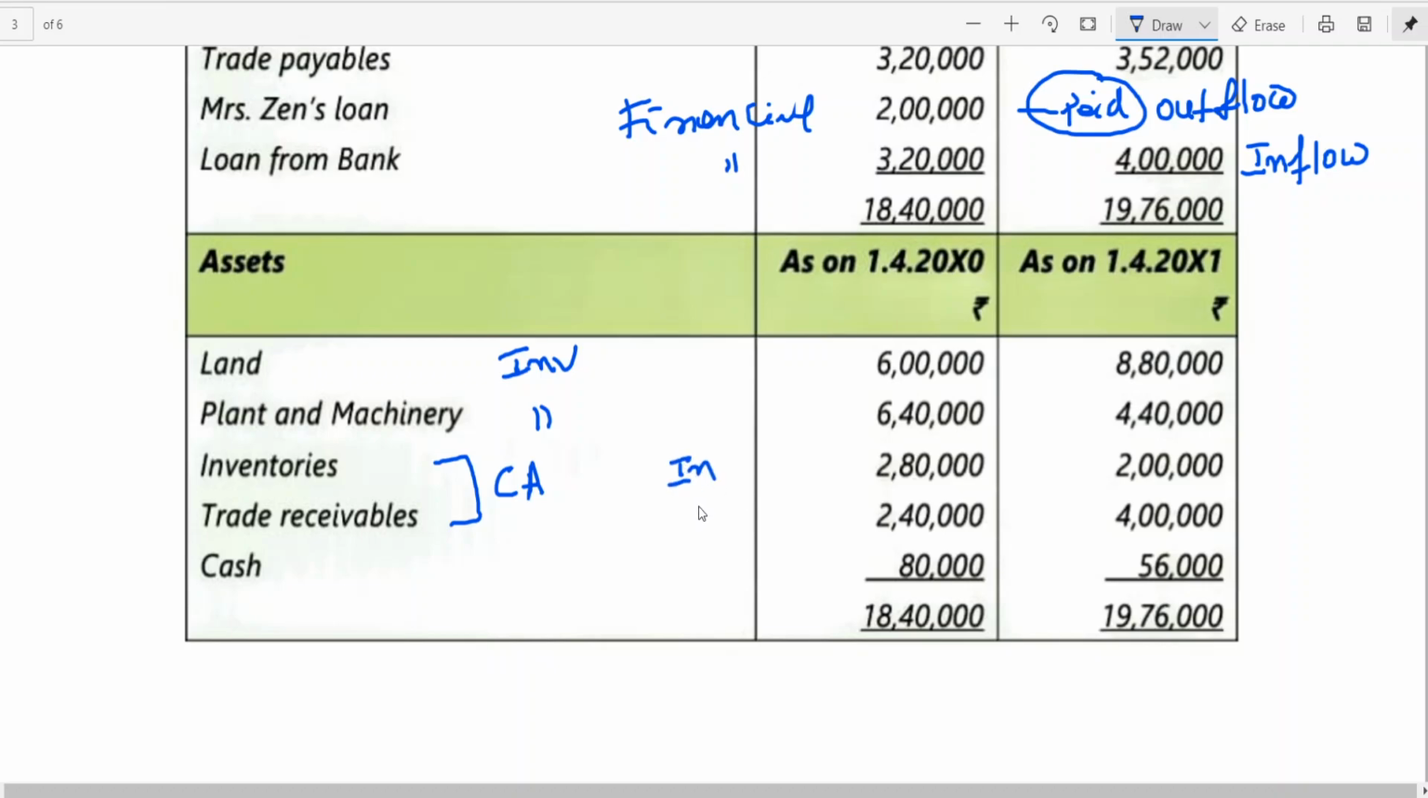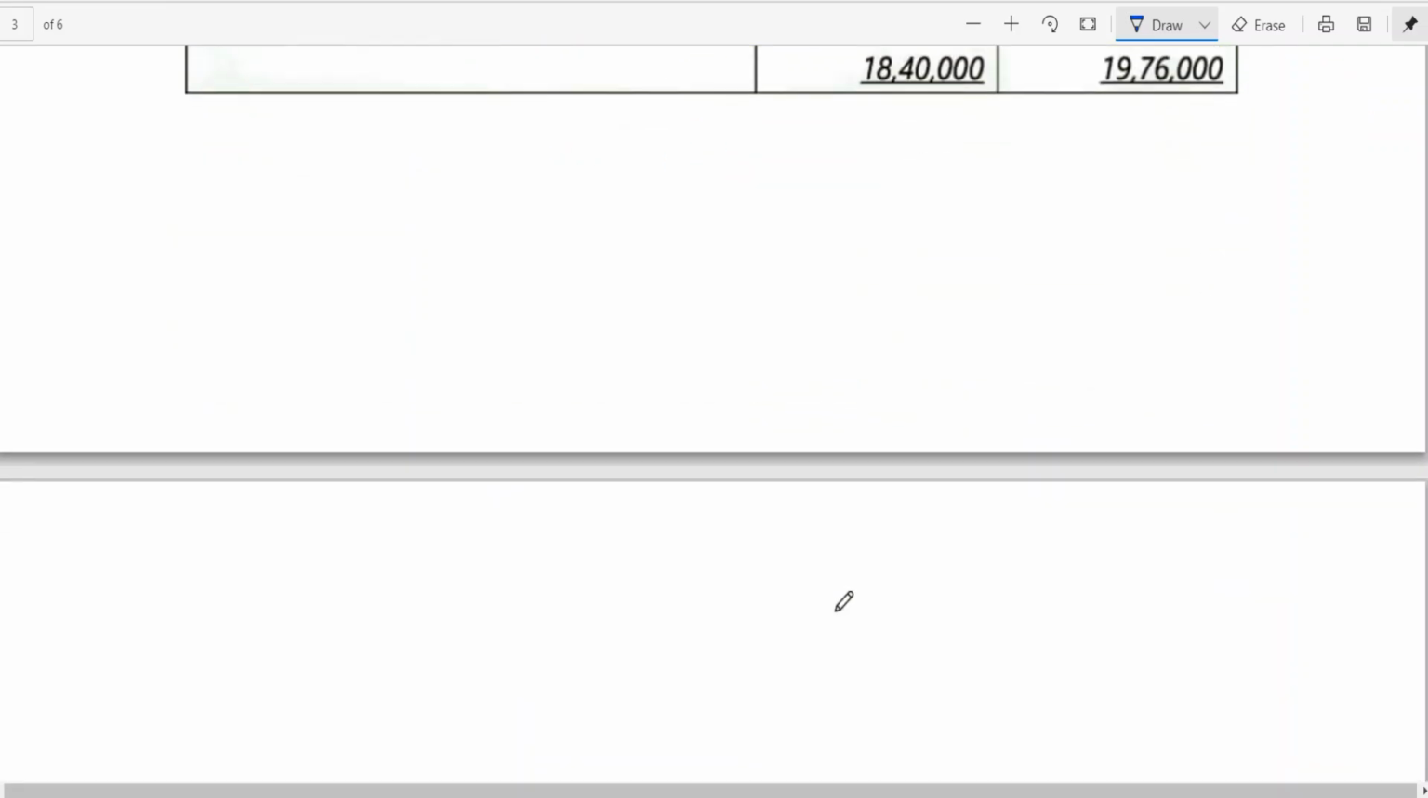Where you take changes in working capital. Trade receivable, it has gone up. When trade receivable has gone up, there is a decrease in cash flow, because what happened? Your customers are postponing the payment. Of course, this you can take as cash and cash equivalents, right?